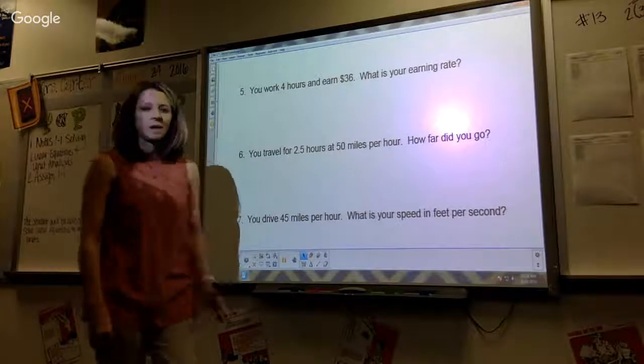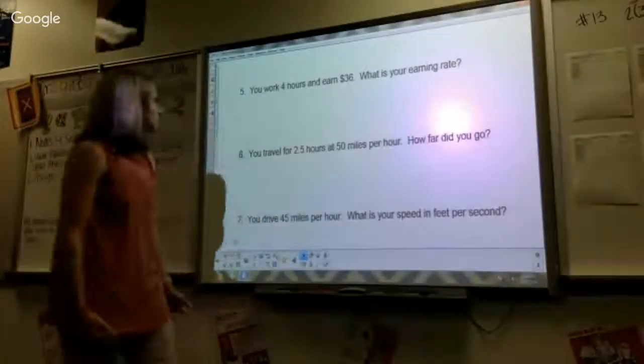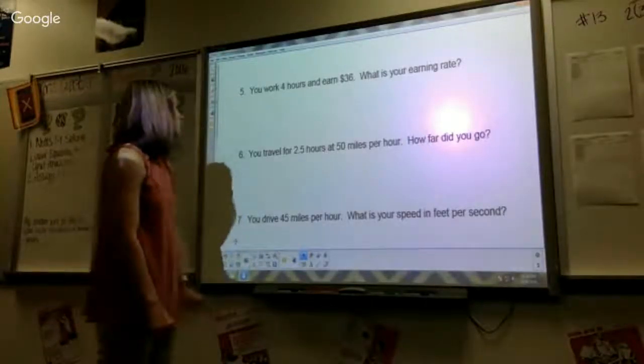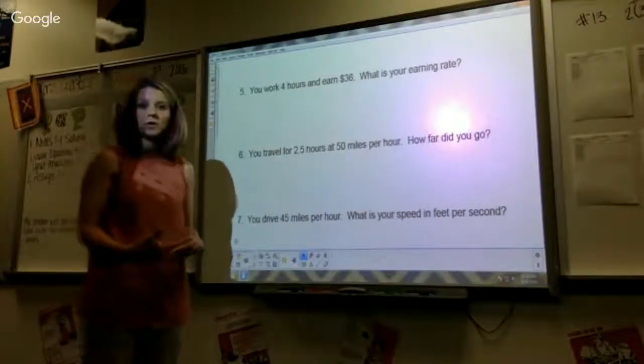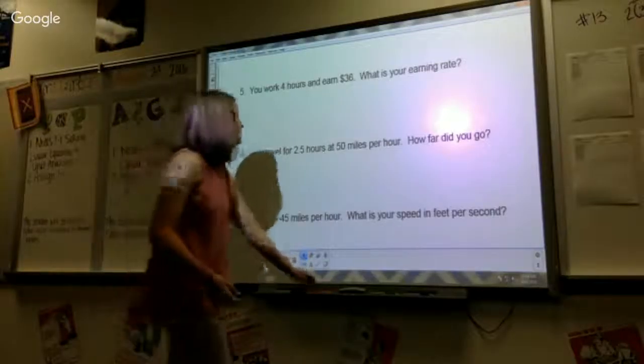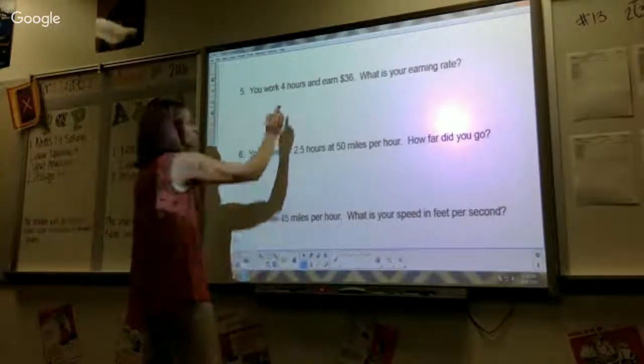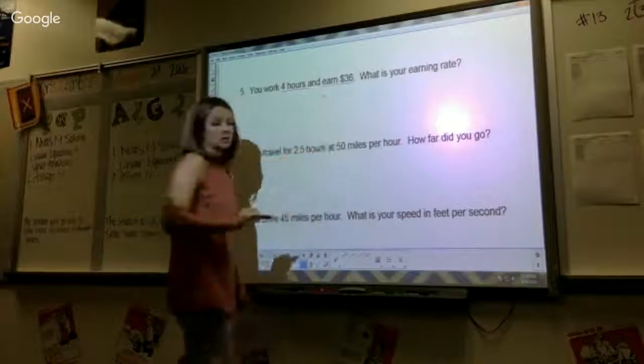Okay, so now we're going to look at the back of our notes 1-1. We're going to be looking at unit conversions. So on these word problems, I would like for you to underline what's given and then circle what you're trying to find. So it says on number 5, you worked 4 hours and earned $36.